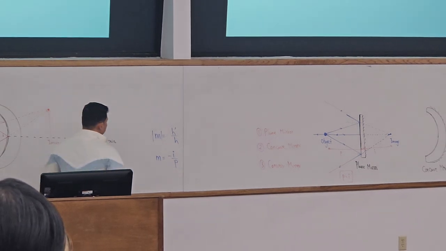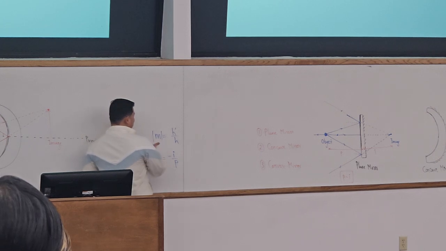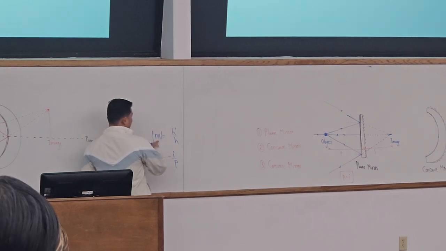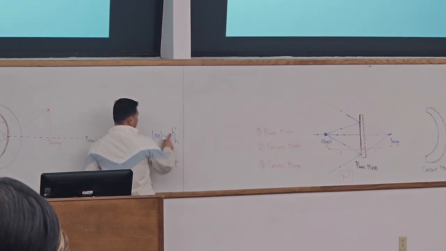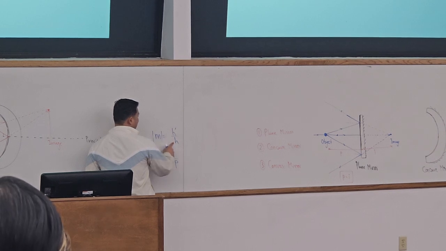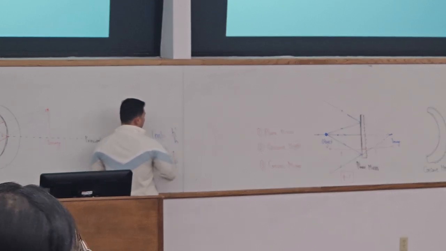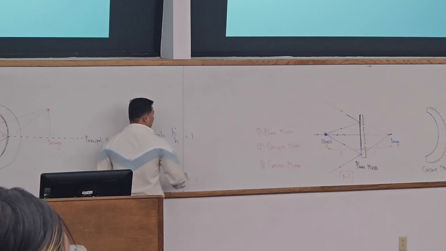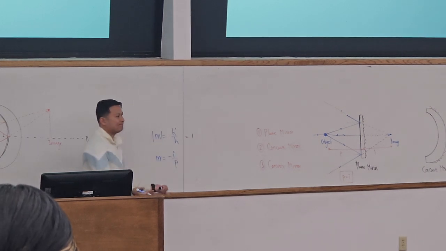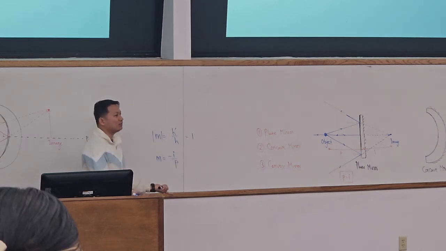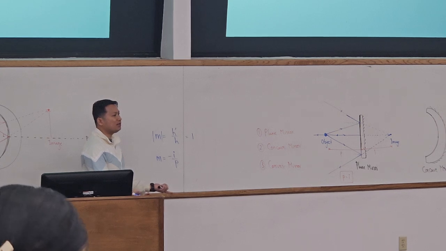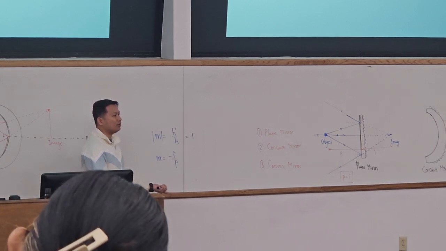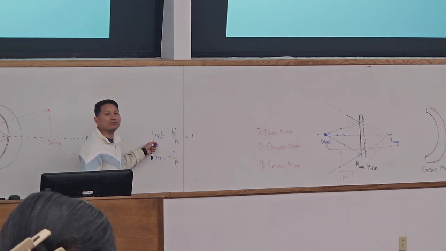So over here, I can definitely tell that the object height and image height are going to be the same. The magnification value is 1 for the plane mirror. The magnitude is 1. But it doesn't mean that it's positive 1 or negative 1, because you are talking about the actual value. Right?